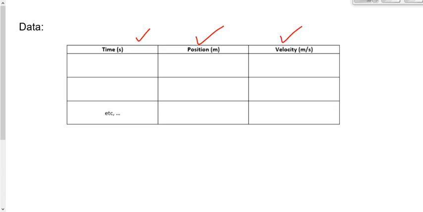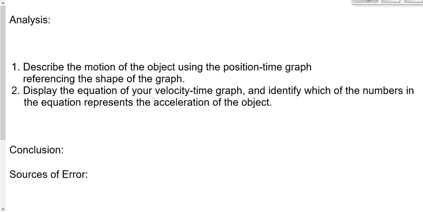Now, once you have those 3 columns, you're going to end up plotting a couple of graphs, 2 graphs this time, both on Google Sheets. The first one is going to be position versus time. Make sure you label it properly with your axes, your units, your title.